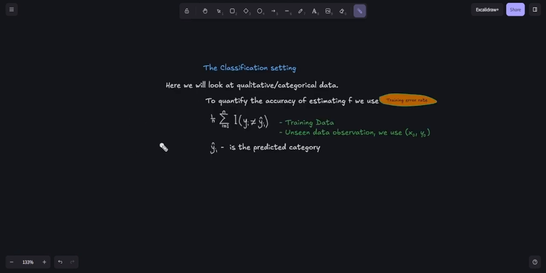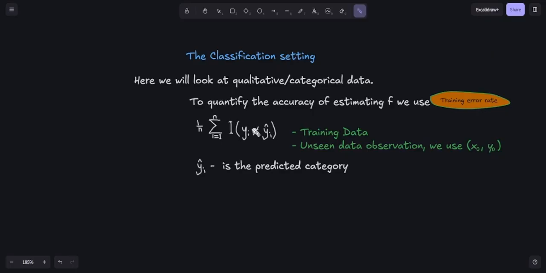On the other hand, we also look at qualitative or categorical data. Since it's categorical data, it's just words and labels, we need a way to quantify the accuracy of estimating f. Now we use the training error rate. This is the training data, this is the predicted category, and this is the actual value.